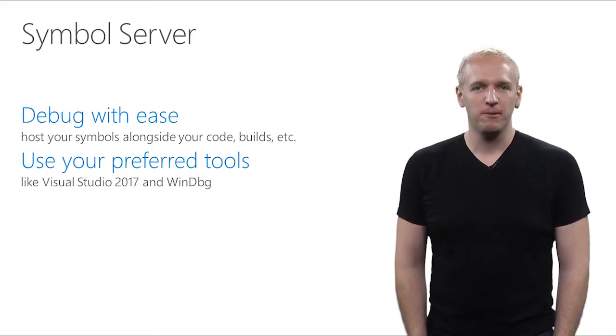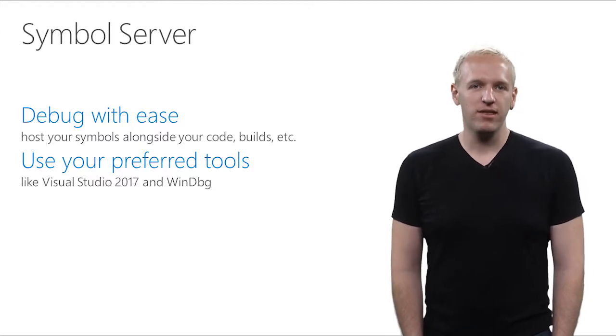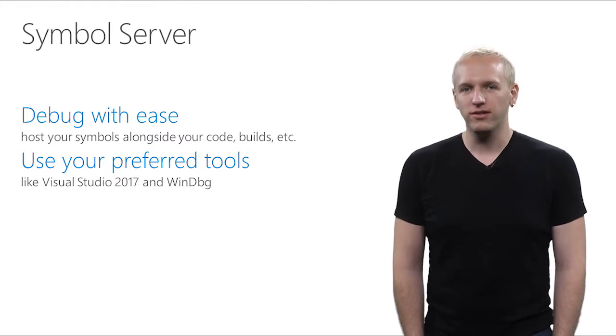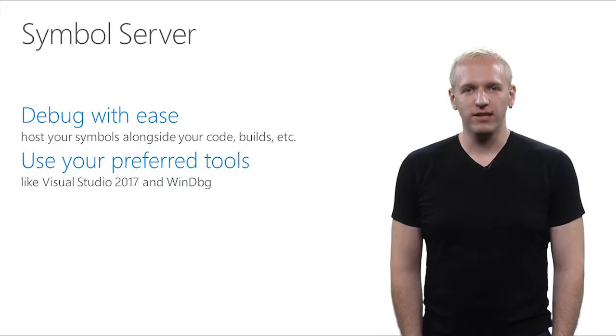If you're not familiar with symbols, they're the files that are output next to your builds, generally with a PDB extension. They contain class, method, and function names that the debugger can connect to your compiled code so that you can step through and debug line by line. They can also contain source links back to your source repository.